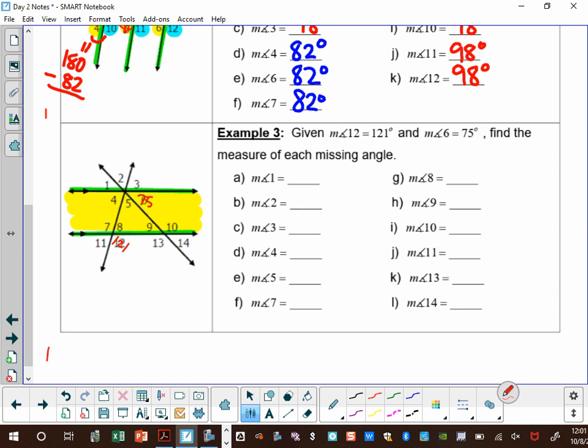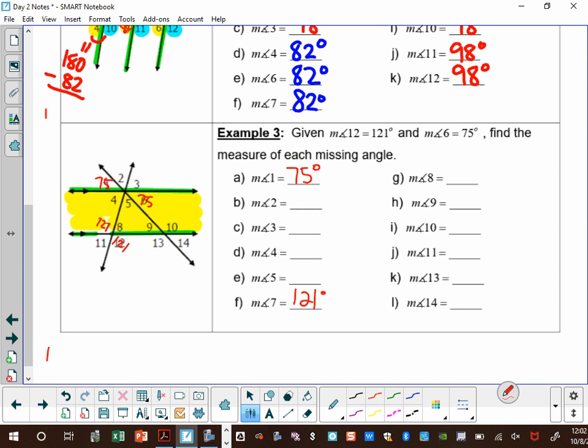Let's go through the easy ones first. I personally think finding your vertical angles is the ultimate easiest thing to do first. So let's find all my vertical angles and then go from there. Which angle can I name first? Angle 1 is going to be 75. That's your vertical angle. Are there any other vertical angles? 7 is a vertical angle, so that's also, oh wait, it's not 75. It's 121. All right, so we got my vertical angles out of the way.